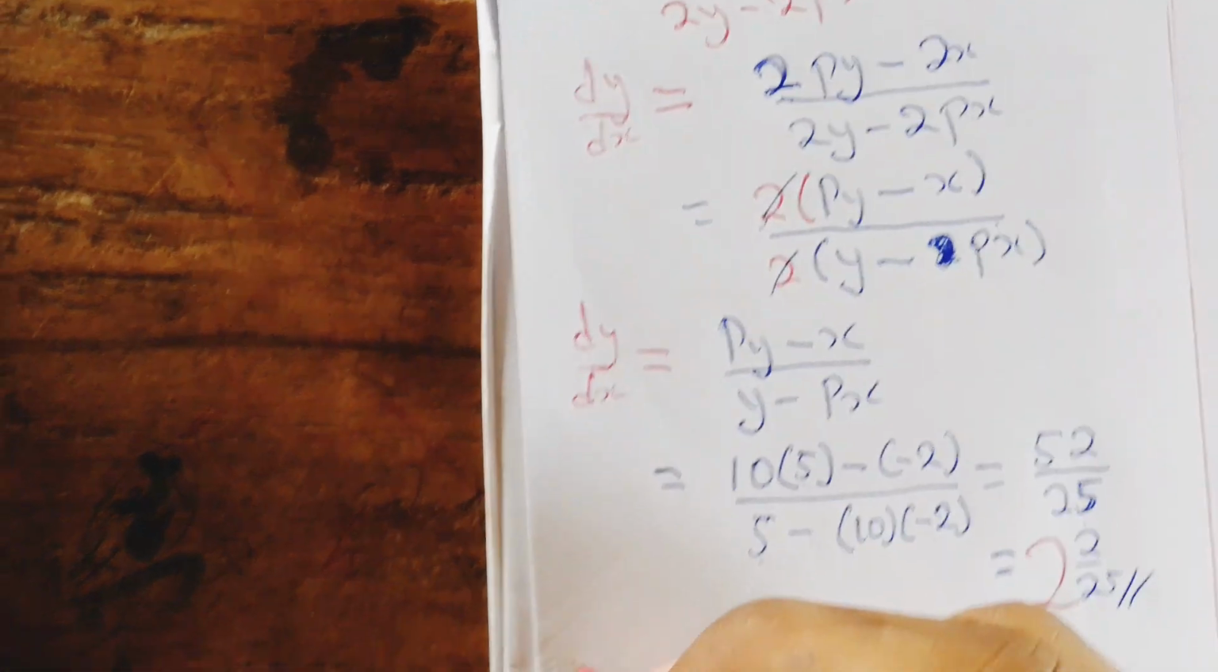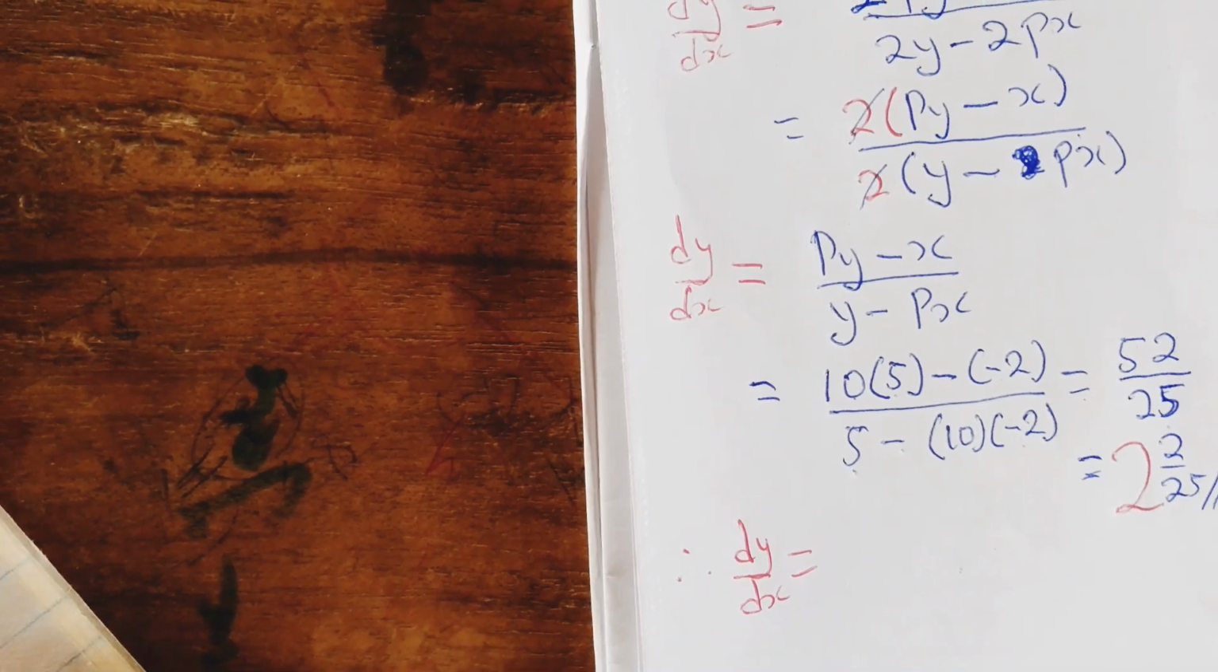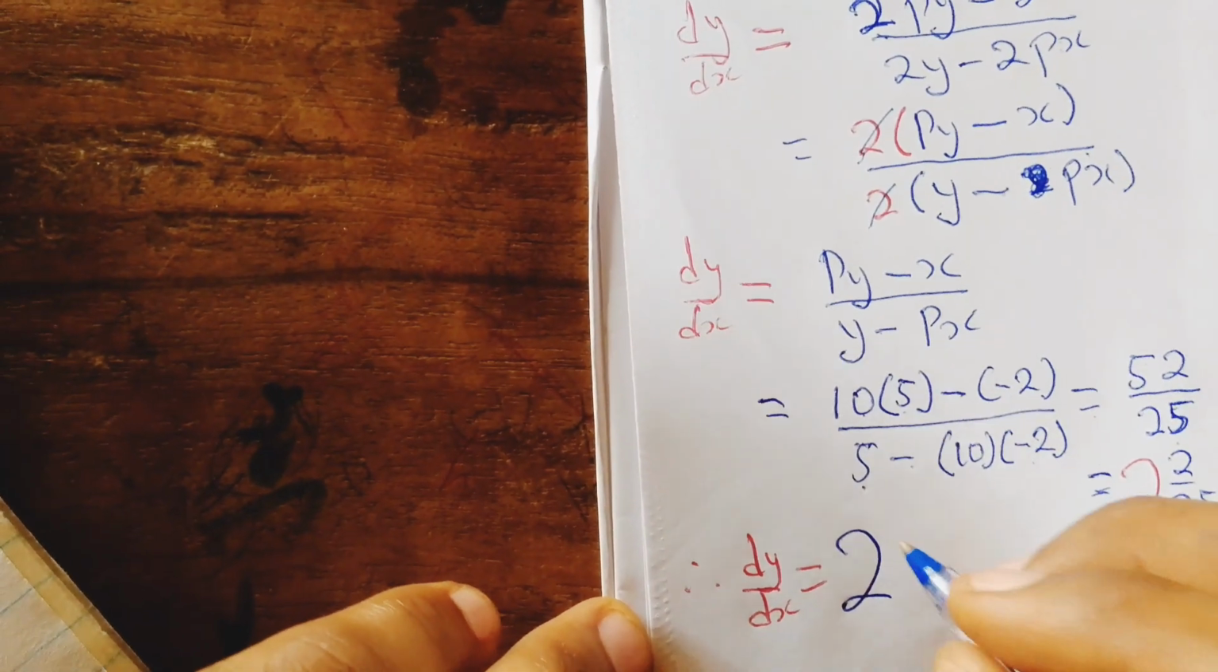So therefore, dy over dx is equal to 2 whole number, 2 out of 25.